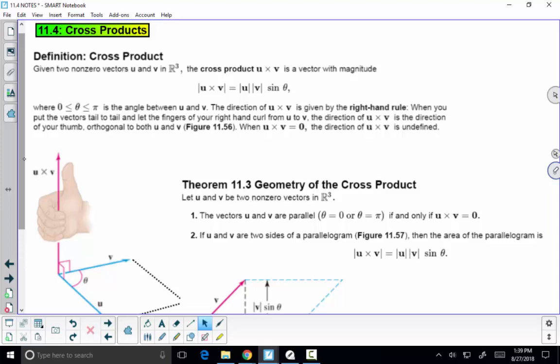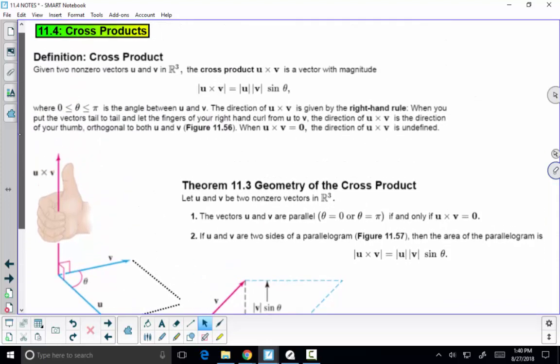If I do black cross red, it's pointing out that way, but if I do red cross black, it's pointing into the board. So we use the right-hand rule. Whenever we do the right-hand rule for vector cross products, you start your fingers at the first vector and you curl to the second, and your thumb points in the direction of the cross product vector. So that tells us something really important. The cross product of two vectors is not commutative. U cross V is not the same as V cross U. So it's your first experience with a non-commutative type of multiplication.